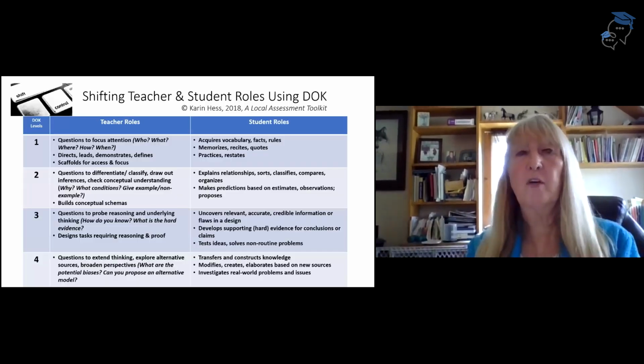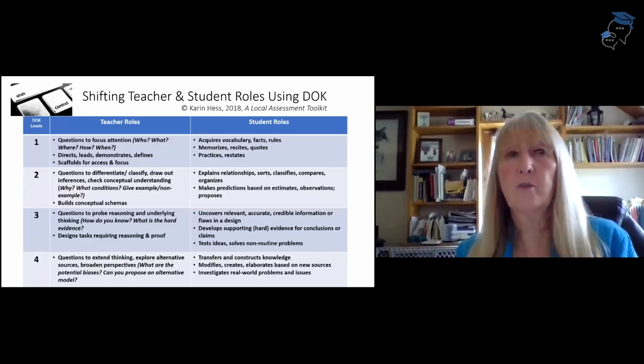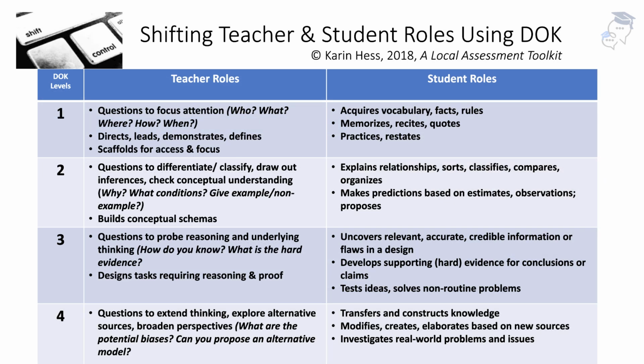So here's a simplified version of shifting roles of teacher. Questions a teacher asks in DOK 1 focuses attention. Who, what, where, how. They model, they define, they scaffold so kids can access and focus. When you move to DOK 2, the teacher is asking them to classify things, compare things. They're asking to give examples. They're building schema. When you get to DOK 3, questions are now probing reasons. Why do you say that? Can you find evidence for that? And at 4, it's bringing in other sources. Are there biases? Read this, now read this. What do you think about that?